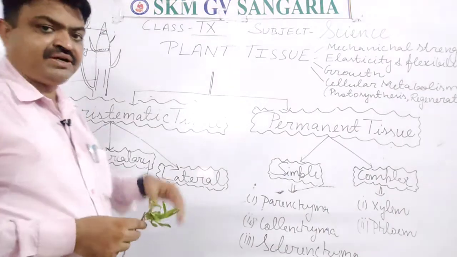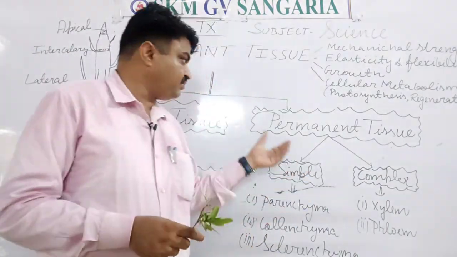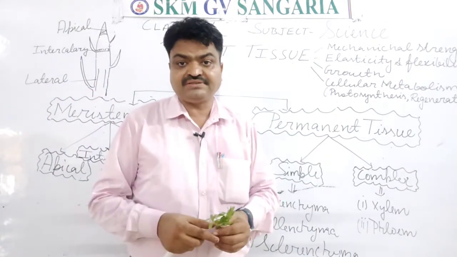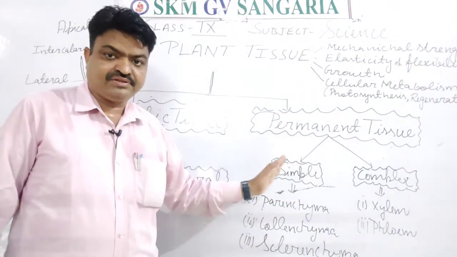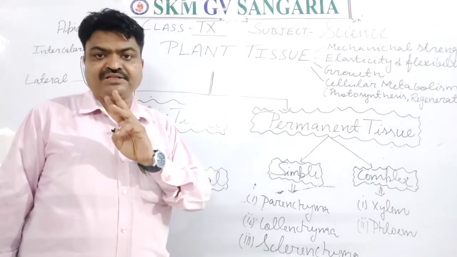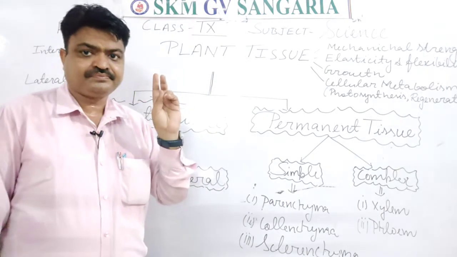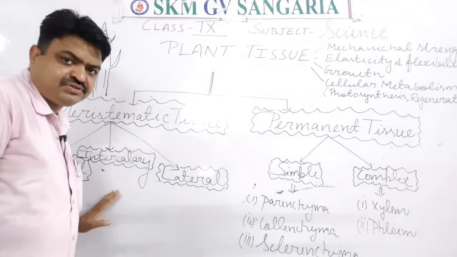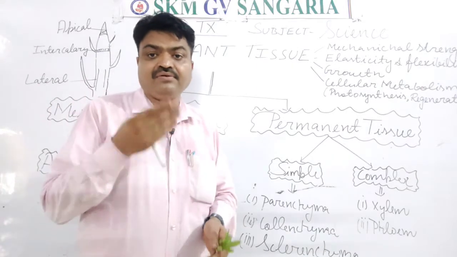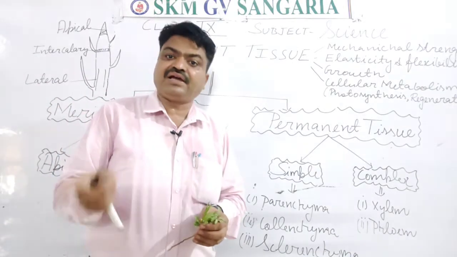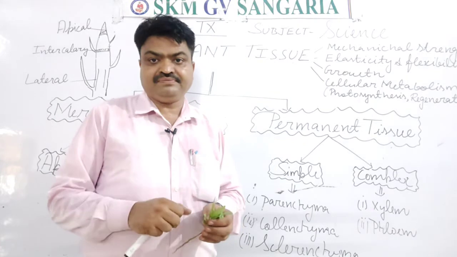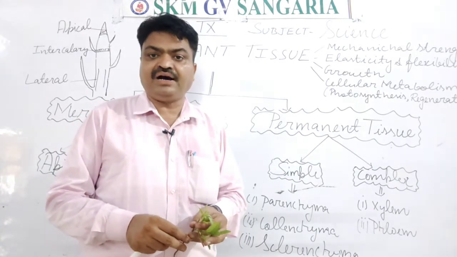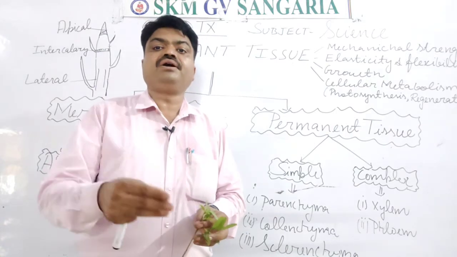Now these meristematic tissues develop into permanent tissue, student, and in our next segment we will discuss the permanent tissue. So how many types of meristematic tissue are there, student? Apical, intercalary and lateral. And these tissues help the plant in their growth because they have the capacity to divide, meaning their cells have the capacity to divide, from which the plants grow in a particular direction.